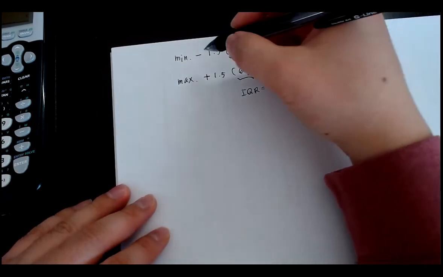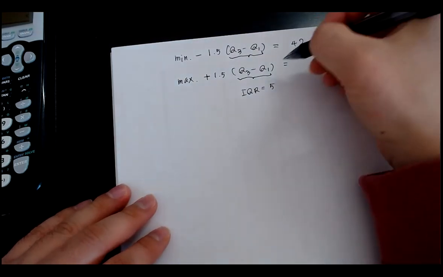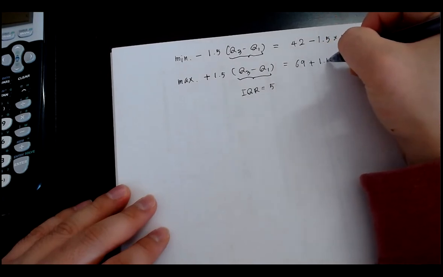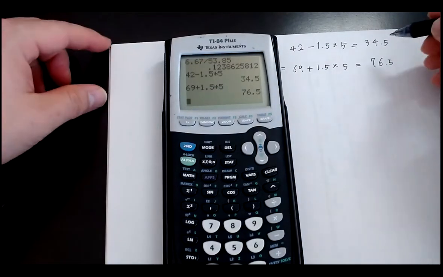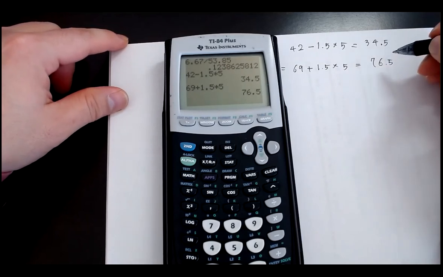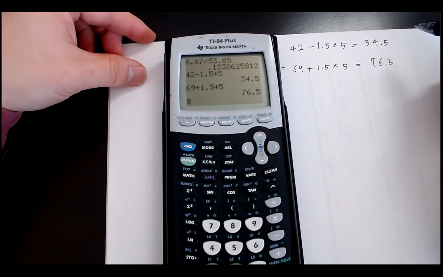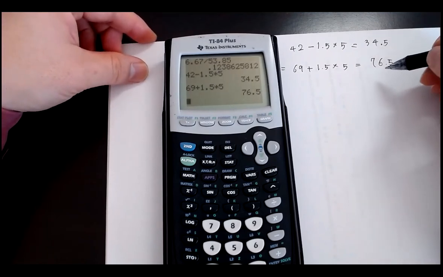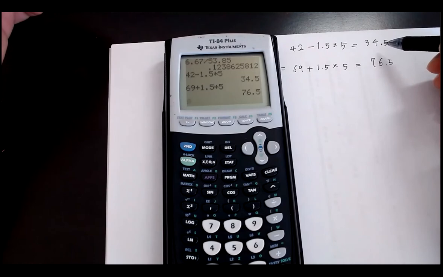Okay, so in this case, the minimum is 42, right? 42 minus 1.5 times 5, and then the maximum is 69 plus 1.5 times 5. We just calculate them. So I got 34.5 and then 76.5. So the question is, is 69 an outlier? No, 69 is not an outlier because 69 is not greater than 76.5. And is 42 an outlier? No, 42 is not an outlier because 42 is not less than 34.5.